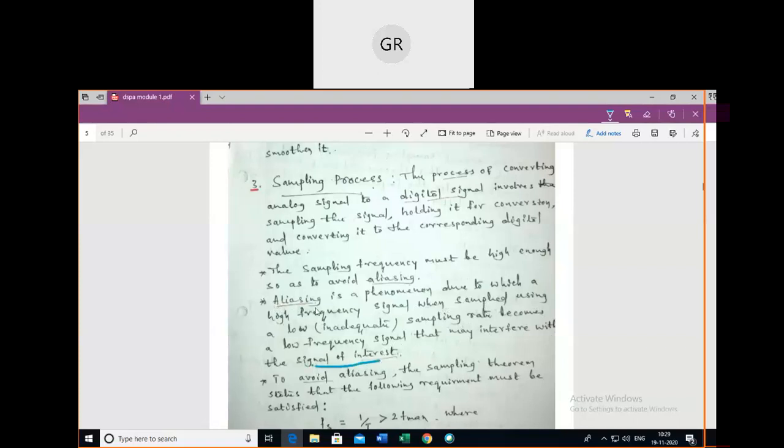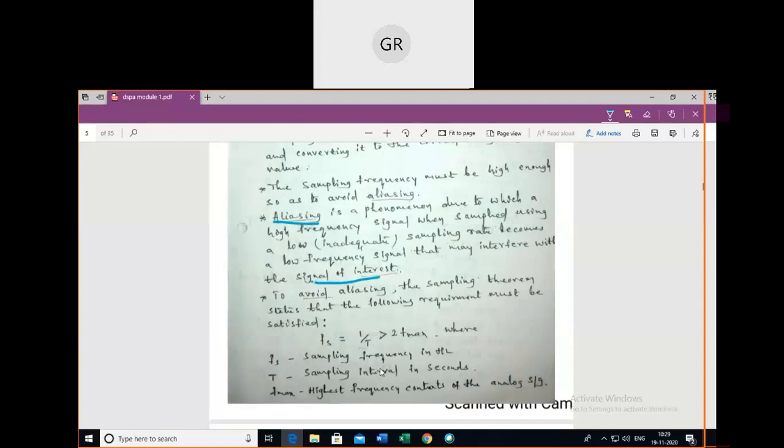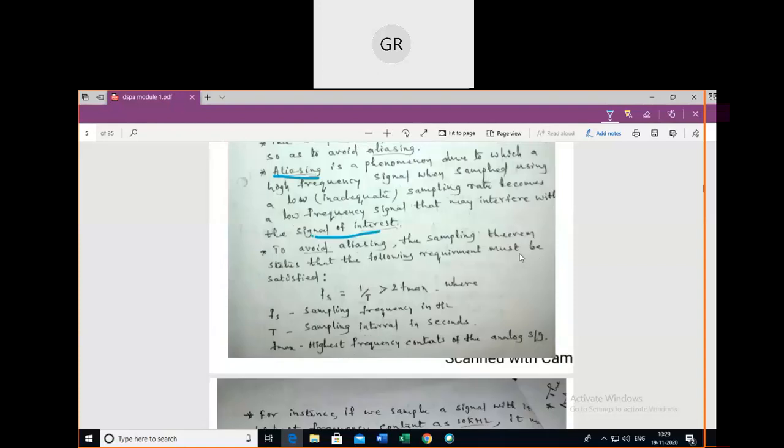This definition is very, very important. Please go through this definition of aliasing. Anti-aliasing means avoiding the high frequency components, that means the frequency components more than fs divided by 2. To avoid aliasing, the sampling theorem states that the following requirement must be satisfied: fs = 1/T > 2 fmax. Fs is the sampling frequency in hertz, T is the sampling interval in seconds, and fmax is the highest frequency content of the analog signal.